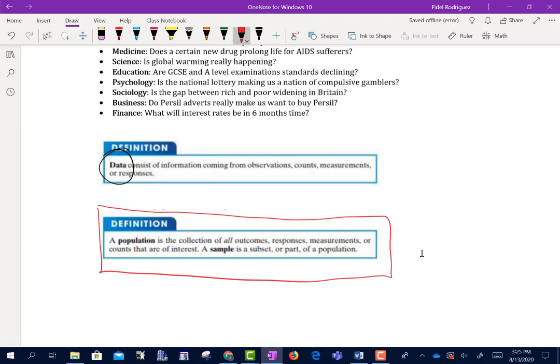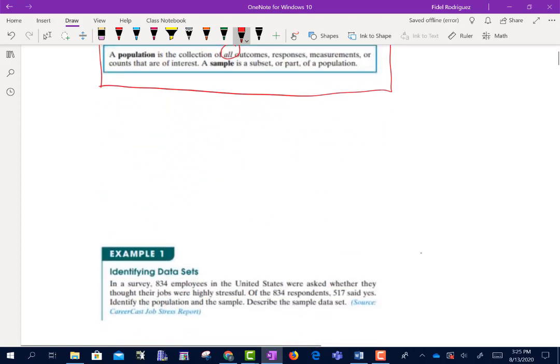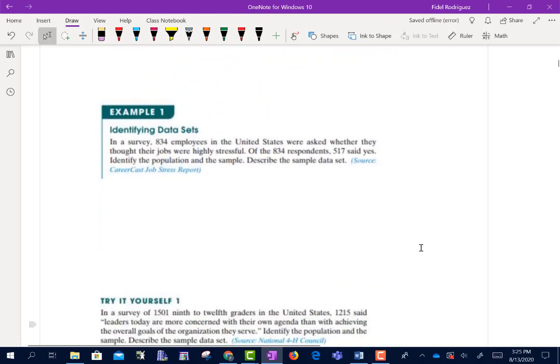So it says a population is a collection of all the outcomes, responses, measurements, or counts that are of interest, and a sample is a subset or part of a population. Okay, so the population refers to all the outcomes, the entire group, and a sample is just going to be part of that, okay? So here's the first example.